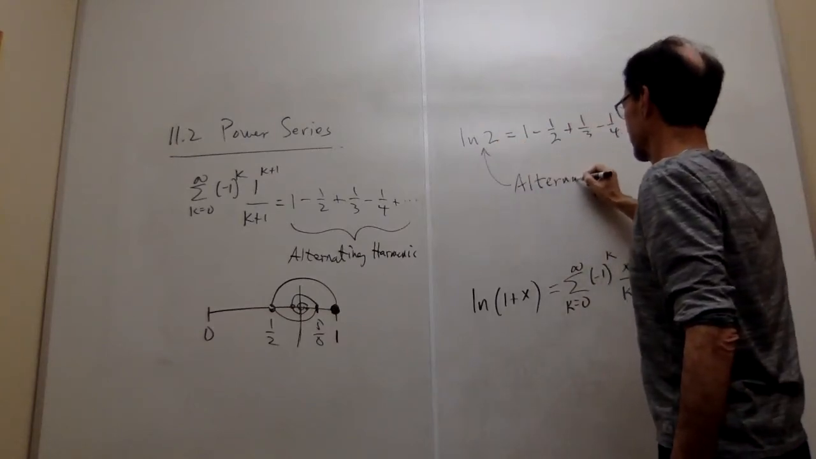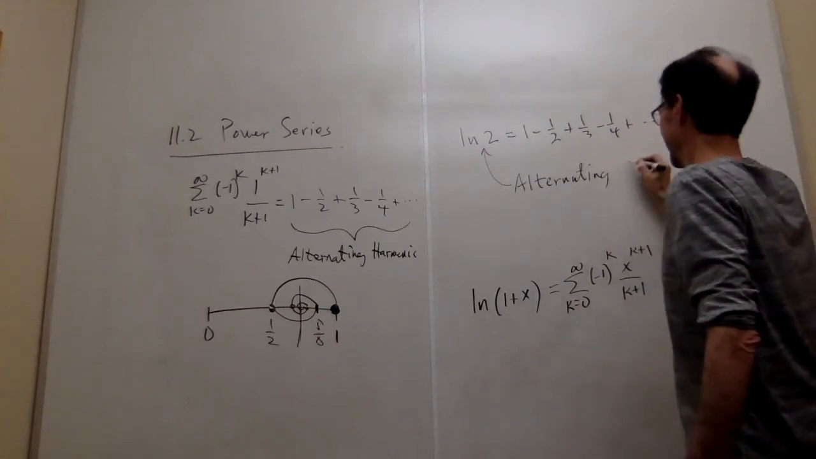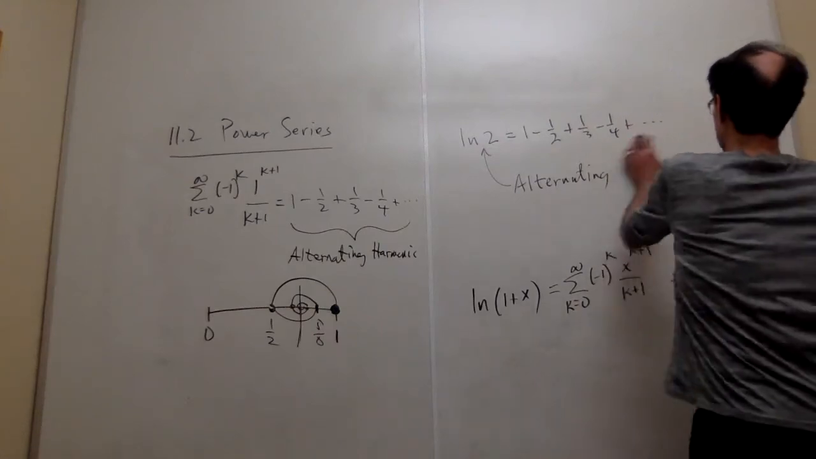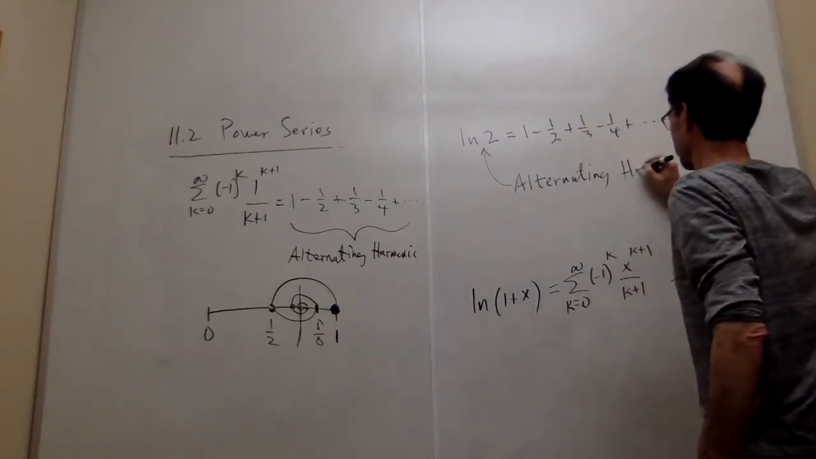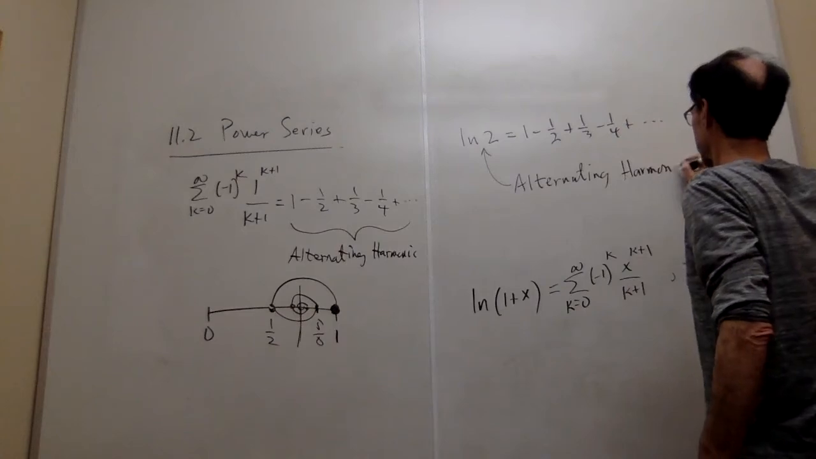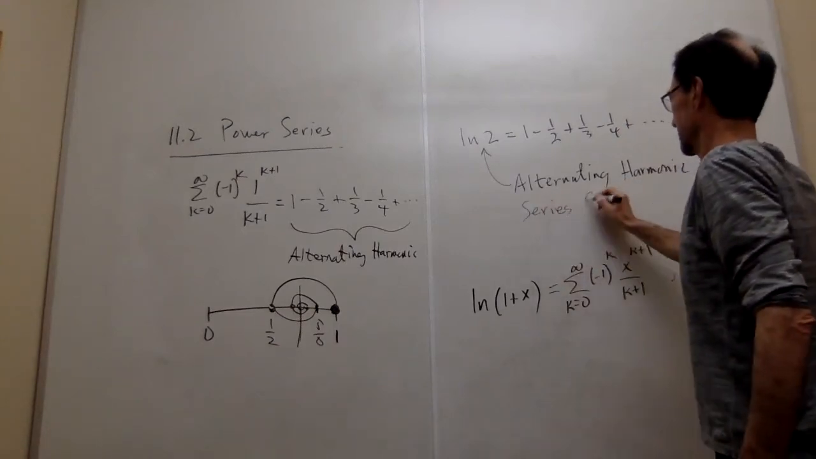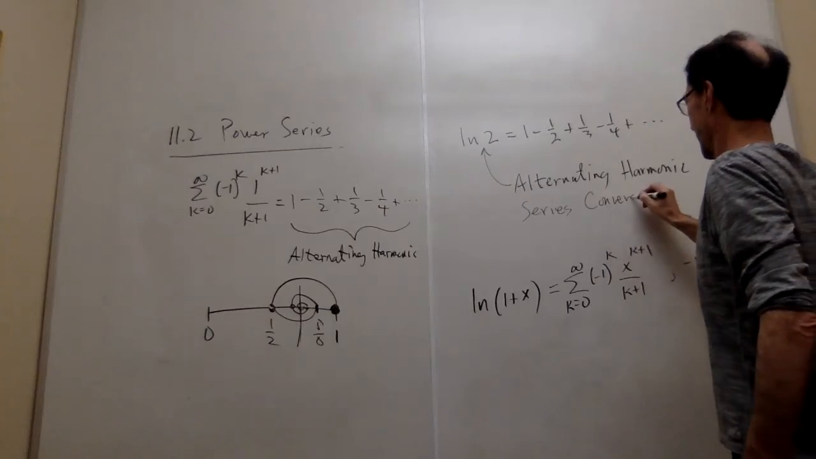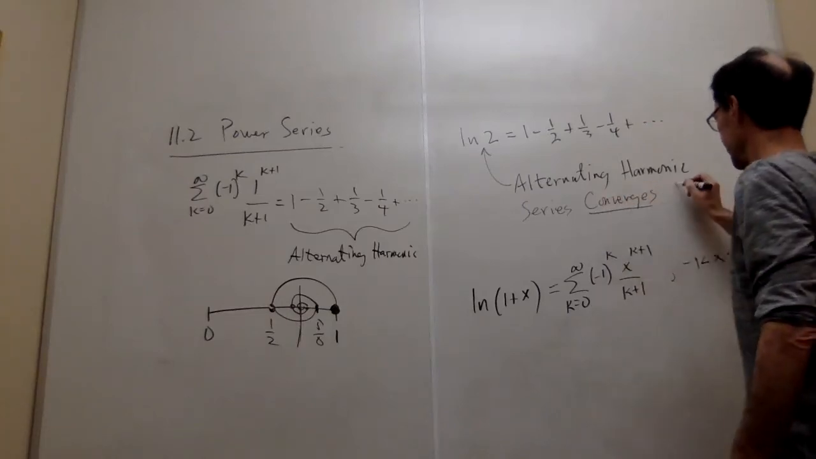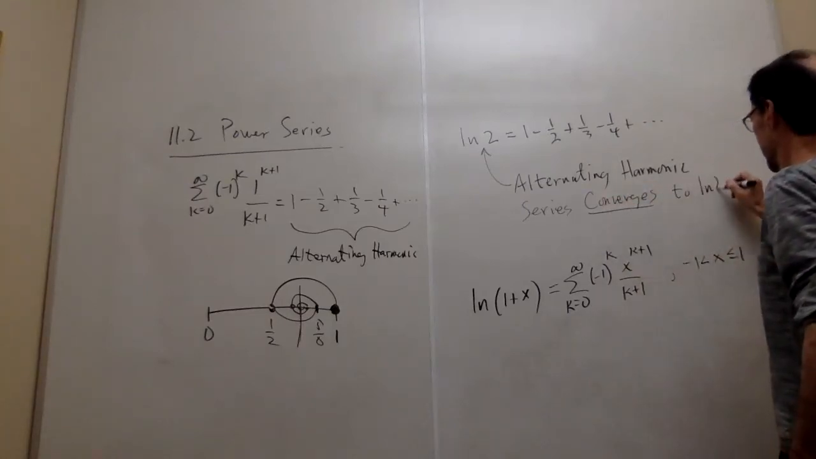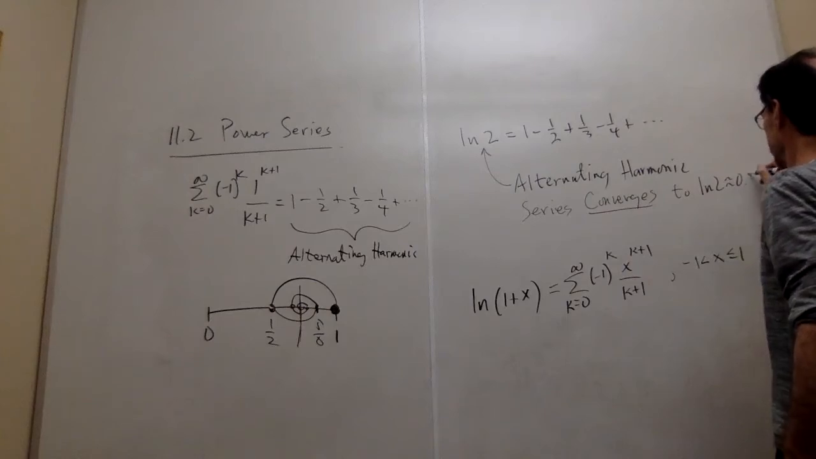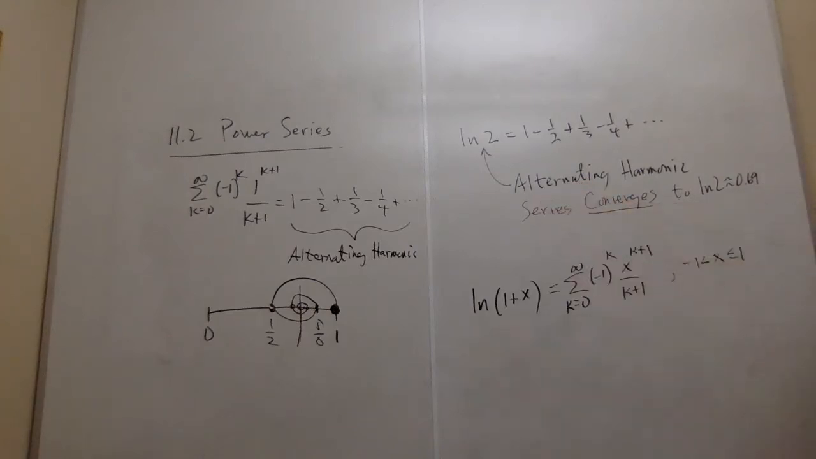A very interesting and important result. The alternating harmonic series converges. And now we know, to the natural log of 2, which for the record is about 0.69, consistent with our analysis over there, some number between 1/2 and 1.